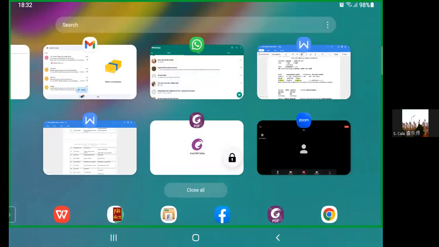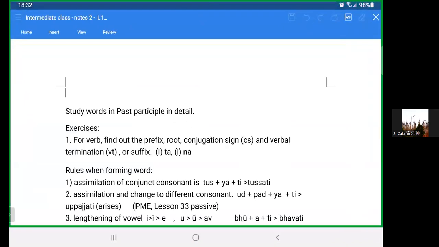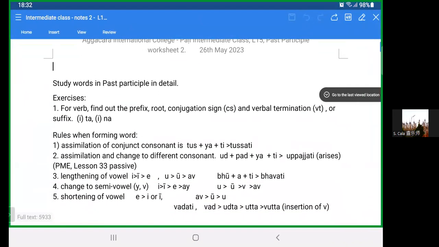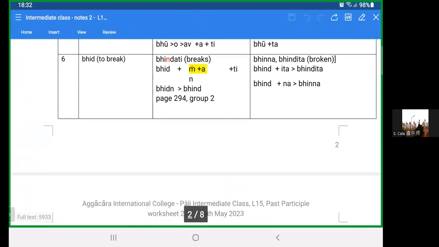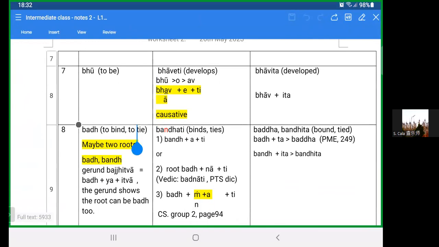Now we are going back to this one. We already went through up to here last time. Jenny asked about this question. The root can have two forms. But why is it badh without the n? According to baddho, if you see, it is bandh plus itvā. How do you get baddh? Because it is a combination of badh plus ya and itvā.